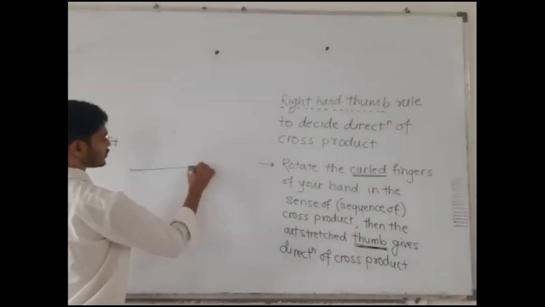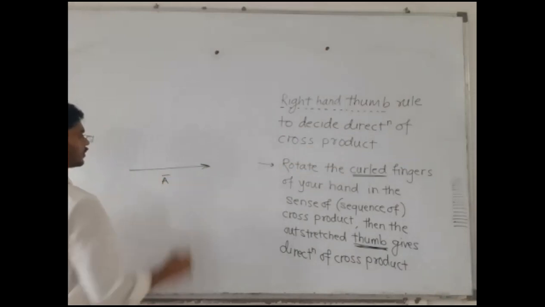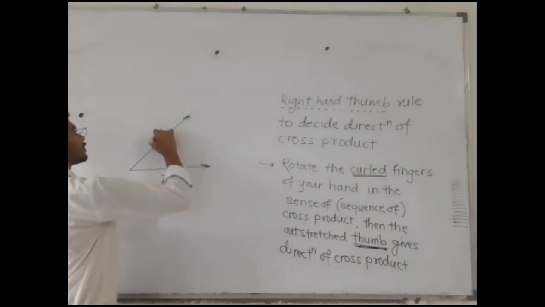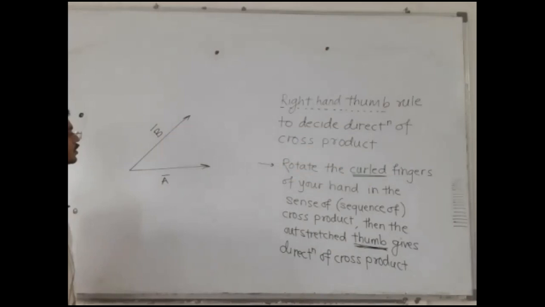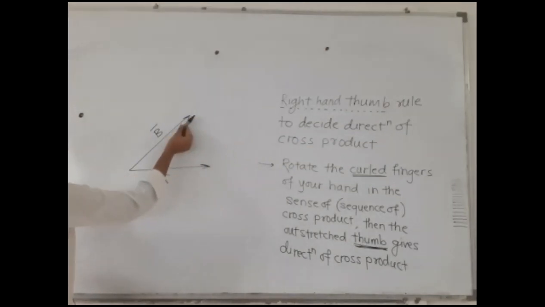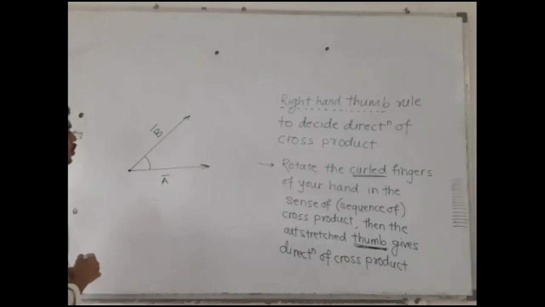Let us say that this is the first vector A bar, and let us say that this is the second vector B bar. First of all, we must arrange these two vectors starting from the same point. If they are not starting from the same point, you have to arrange them. Let's say this B bar is somewhere else here. You will move this B bar and place it here so that you can observe the angle between A bar and B bar, making A bar and B bar co-initial.